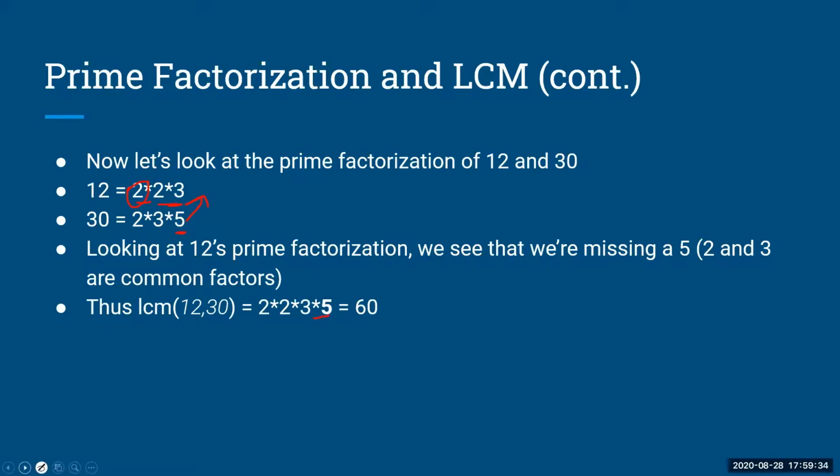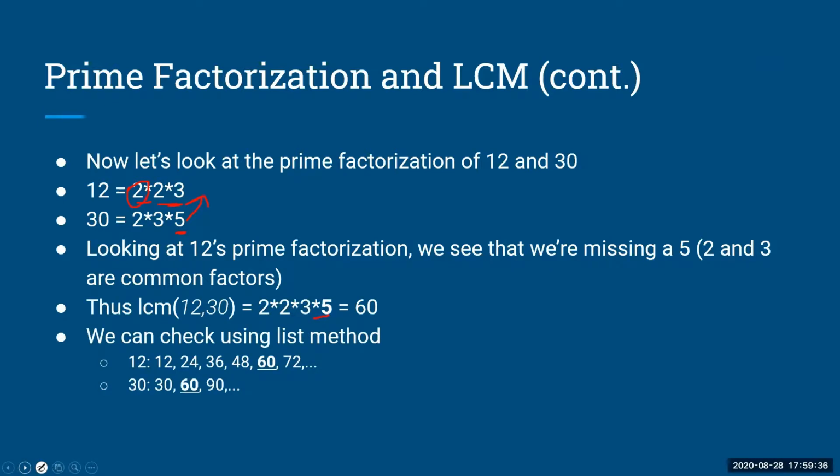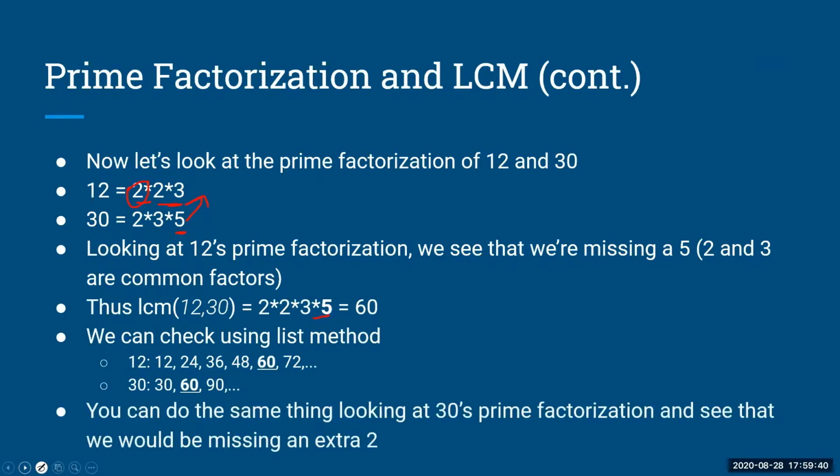Okay. And you can keep using the list method. You just list out the multiples. And the same thing looking at 30's prime factorization, you see you're also missing a 2. So if you use 30's prime factorization, you have the 2 and 3 in common. The 5 is its own thing. And just pop in the 2.